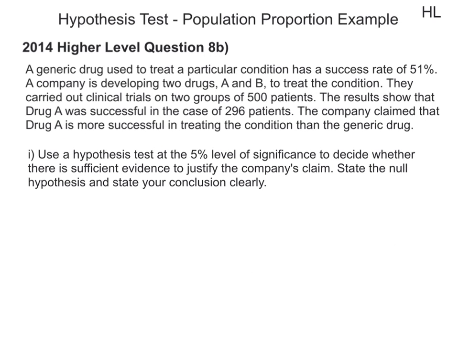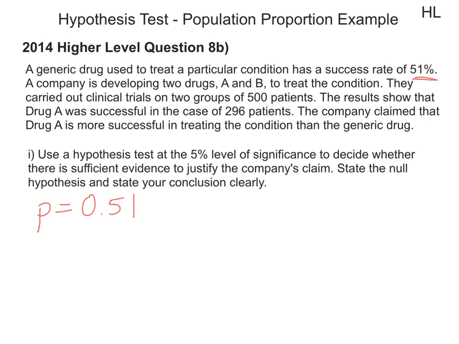Please see videos on hypothesis testing before continuing. This question was taken from the Higher Level Leaving Certificate paper for 2014. The question states that a generic drug used to treat a particular condition has a success rate of 51%. This 51% is our population proportion, otherwise known as P. So instead of saying 51%, we're going to write 0.51.